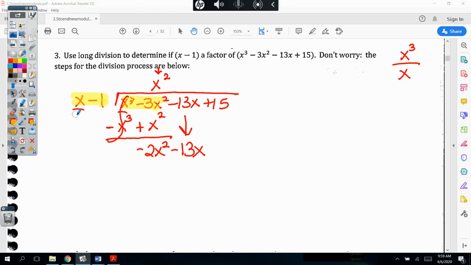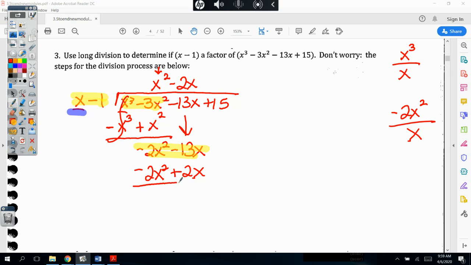Okay, so now you're still going to use this. How many times does the x go into this piece here, the negative 2x squared? So again, some kids have to write that down: negative 2x squared over x, just to figure it out. And it will be negative 2x. When you distribute with a negative, it's negative 2x squared, and now it'll be a plus 2x.